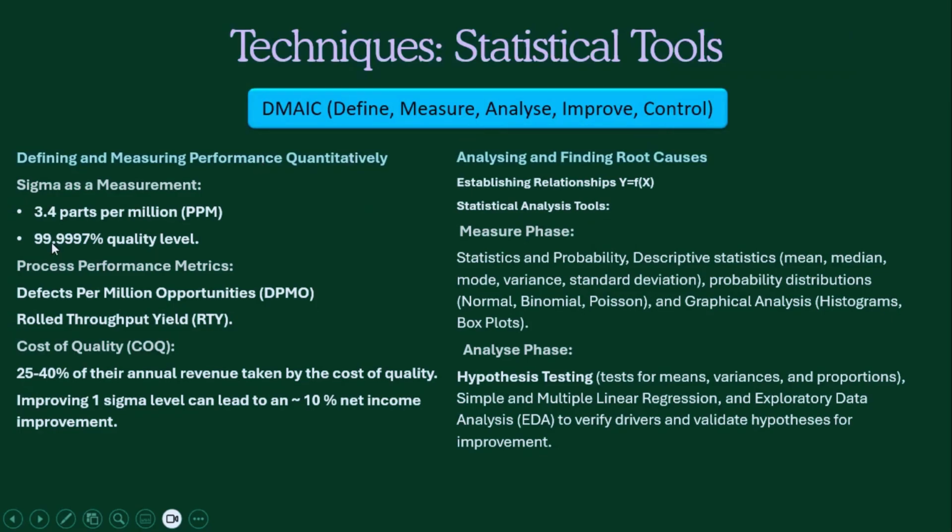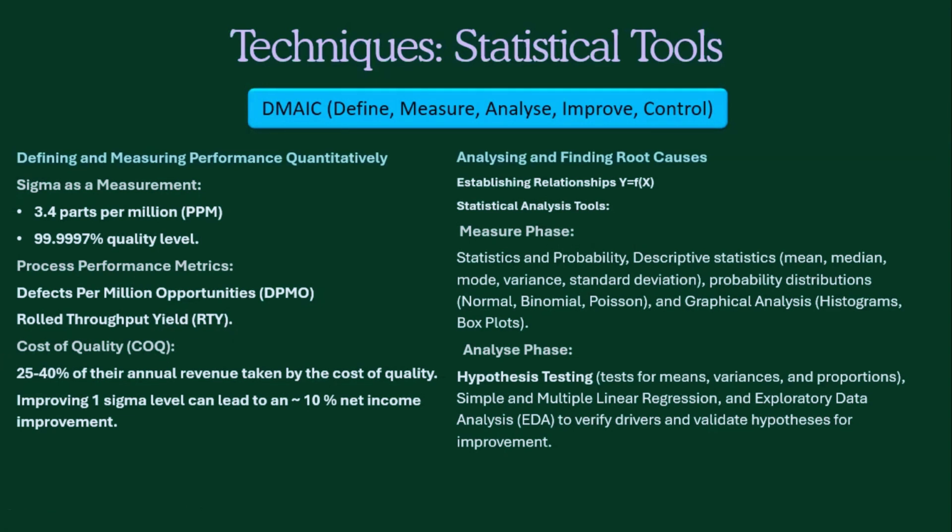So here, as we know, 3.4 defects per million is our target, and 99.9997% is the quality level we are trying to achieve. In that, the process performance metrics are all based on DPMO. And when you come to the production side, even if you take your AR production or your billing production, rolled throughput yield, RTY, is your measuring point. What is RTY? We have a detailed practical session in the course, we will cover it.